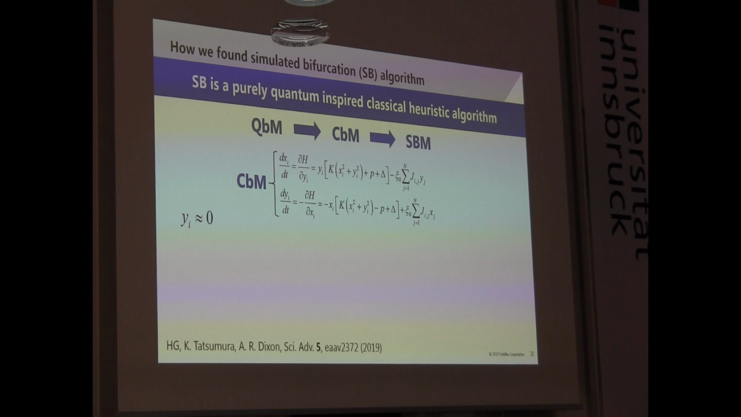Okay, next, let me explain how I derived this new approach. We call this the simulated bifurcation algorithm. This algorithm is a purely quantum-inspired classical algorithm. First I found QBM, and I derived the classical bifurcation machine, CBM, from the QBM. And our idea is to simulate the classical bifurcation machine by using digital computers. But the equations of motion for CBM are a little complicated, not suitable for fast simulation.